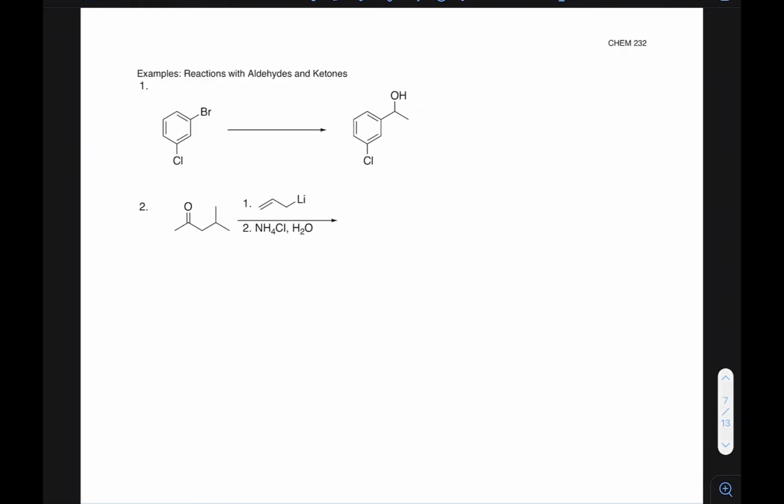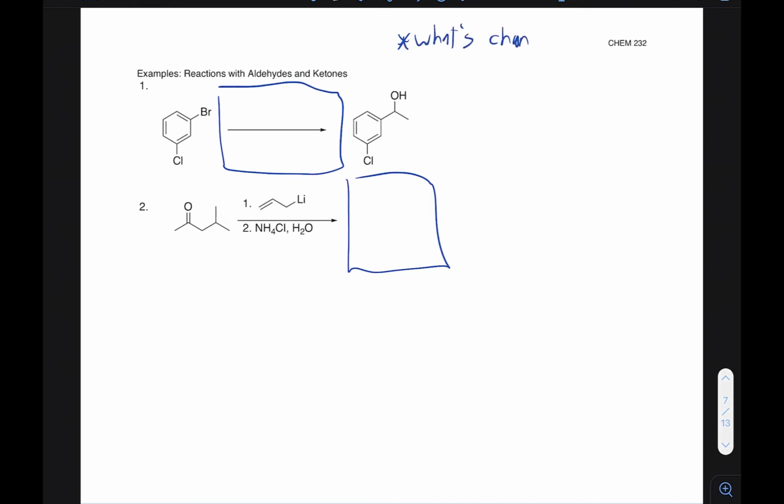All right, so let's look at some specific examples and try to make sense of them. When we're looking at these two different reactions, we're being asked what are the reagents for number one, and what's the product for number two. For the first one, what we have to consider is what has changed between the starting material and the product. We can see that we no longer have a bromine, and we have a new carbon-carbon bond.